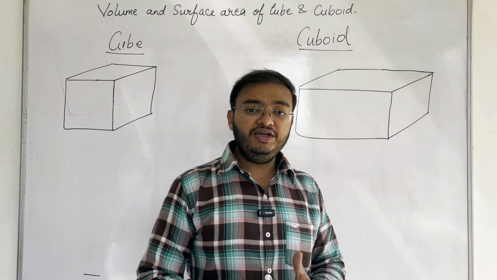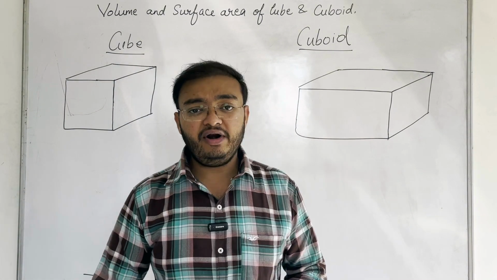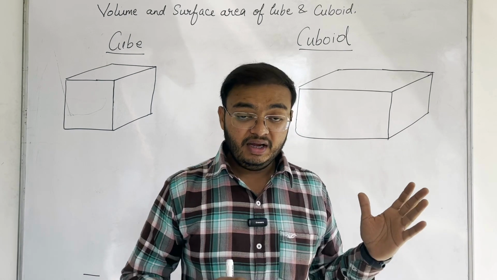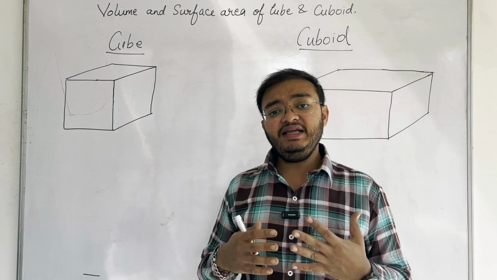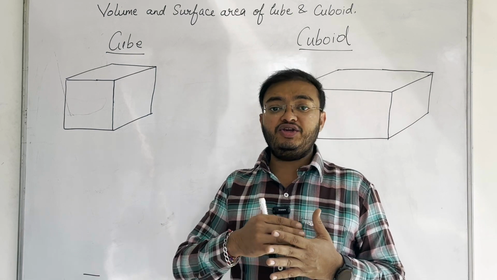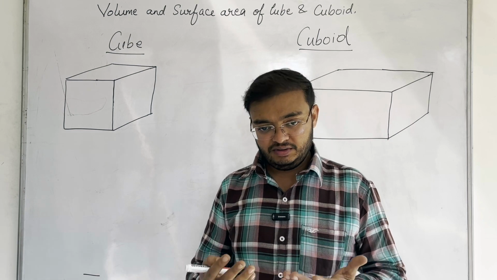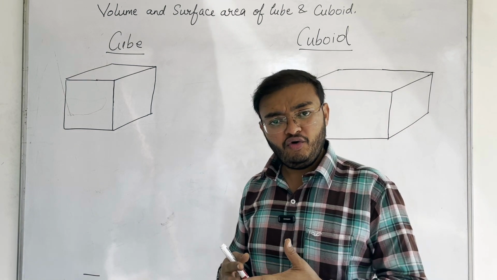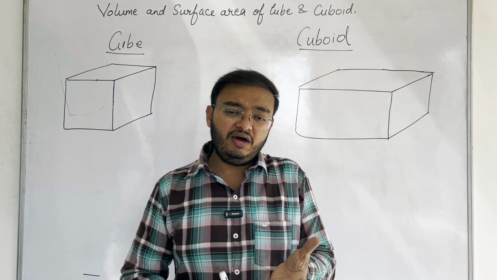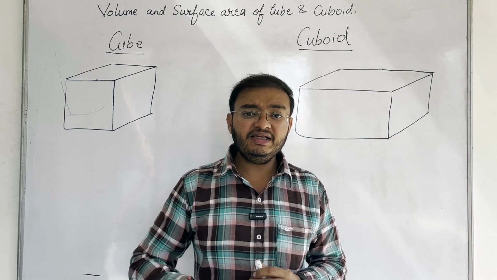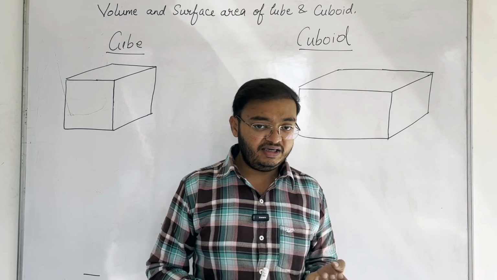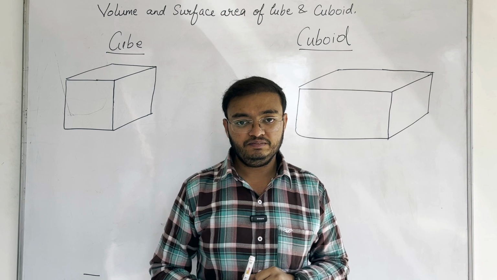So here, as you can see, I have drawn two figures for you. One is a cube and another one is a cuboid. Before starting cube and cuboid, we should know from where the cube is generated and from where the cuboid is generated. Definitely, a cube is the 3D model of a square and a cuboid is the 3D model of a rectangle. That means the cube is generated from a square and the cuboid is generated from a rectangle.